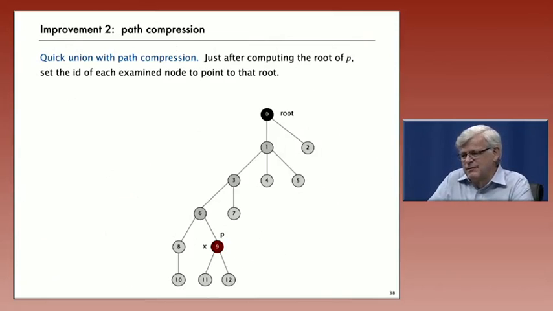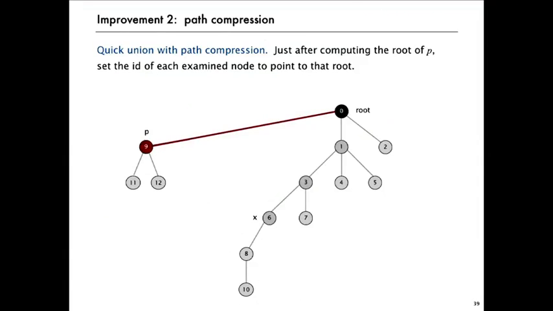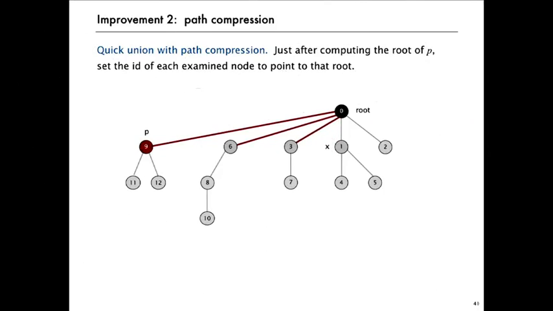And this idea is that, well, when we're trying to find the root of the tree containing a given node, we're touching all the nodes on the path from that node to the root. While we're doing that, we might as well make each one of those just point to the root. There's no reason not to. So when we're trying to find the root of p, after we find it, we might as well just go back and make every node on that path just point to the root.